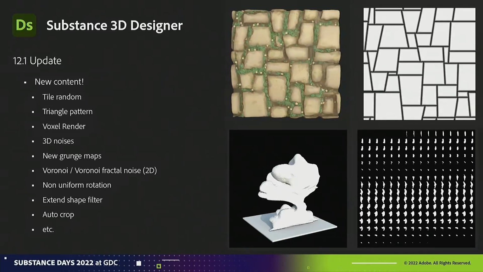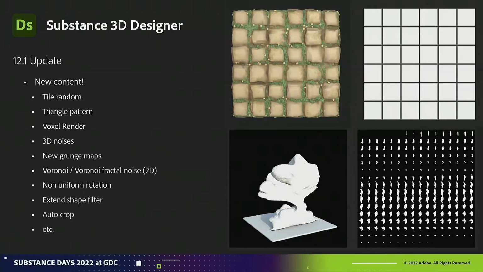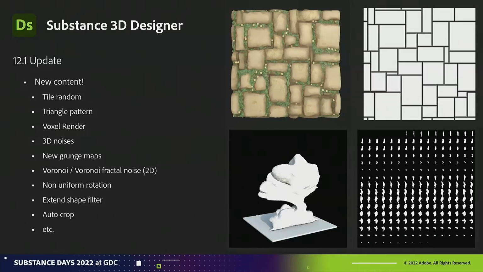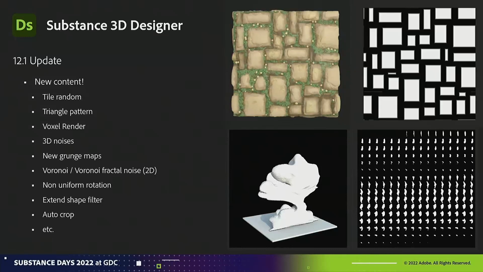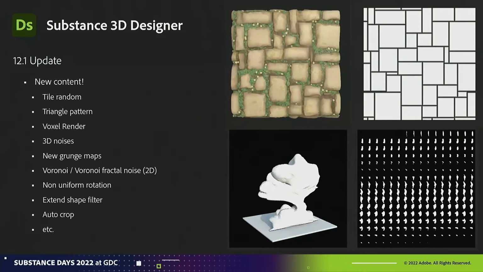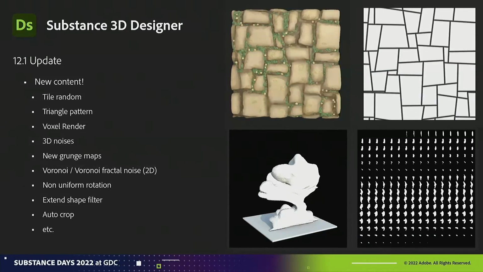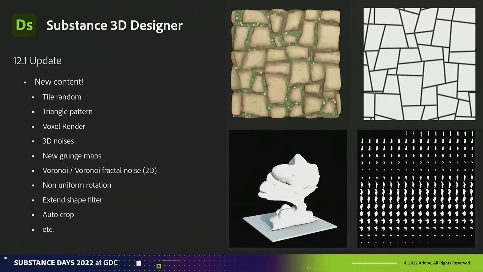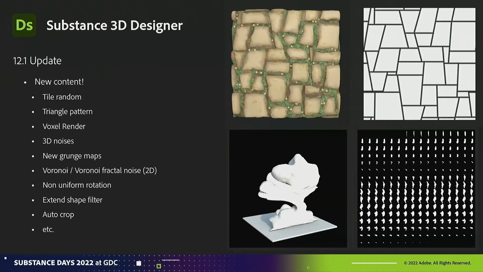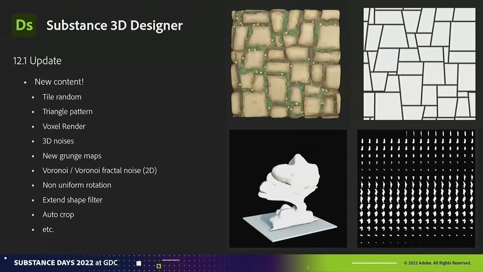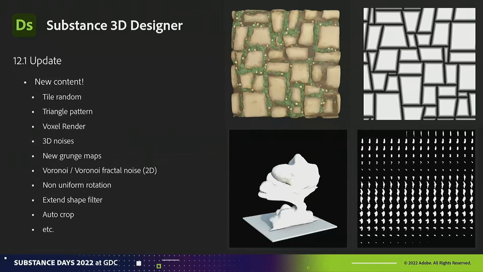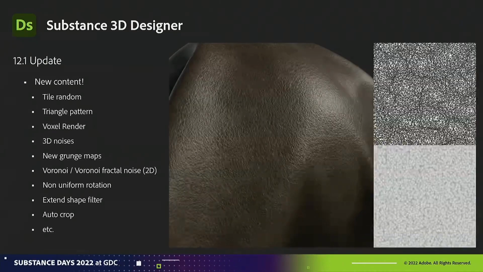This is actually a great one. You know all the grunge maps we have in Painter, which were actually quite nice. We've added those into Designer, which, you know, finally. It's really great that those are there. And as well as a mind-blowing voxel render node. You can see that in the bottom left corner here. So lots of new nodes. You can see, like I said, Voronoi, new fractal noises, non-uniform rotation, extend shape filter, auto crop, and more as well. So lots of new nodes that you can use.